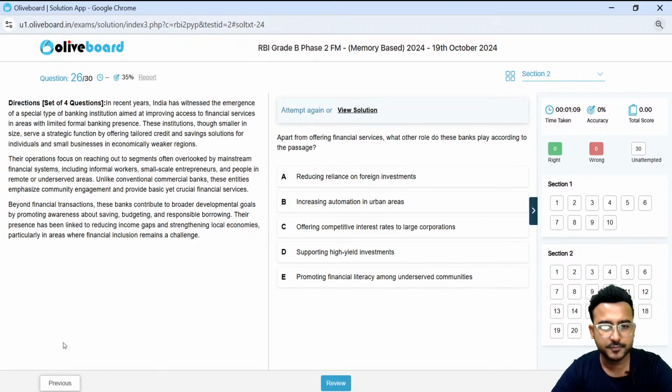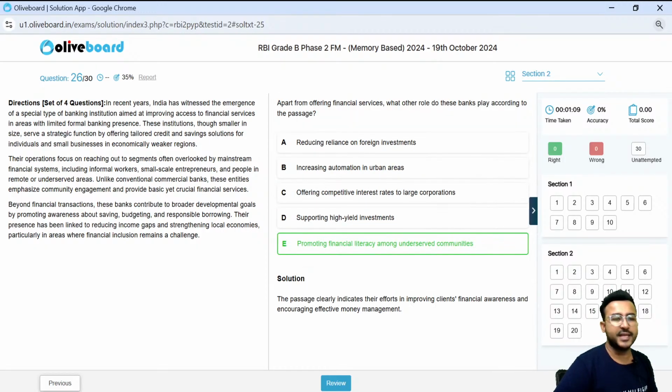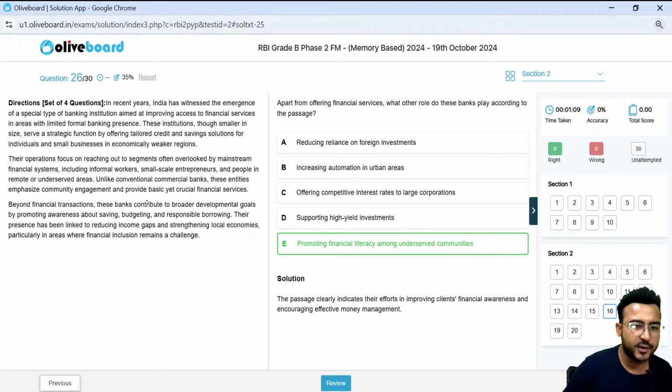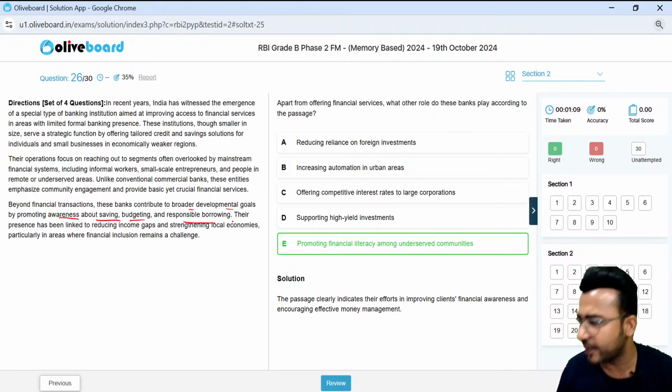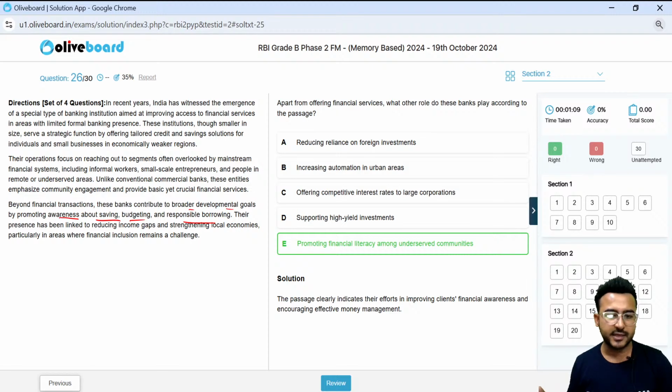Yes, very good. Promoting the financial literacy. Now, how will these banks contribute to the broader financial development goals? By promoting awareness about savings, budgeting and responsible borrowing, and how you can create awareness by giving them the financial education, by financial literacy campaigns, right? So option E.